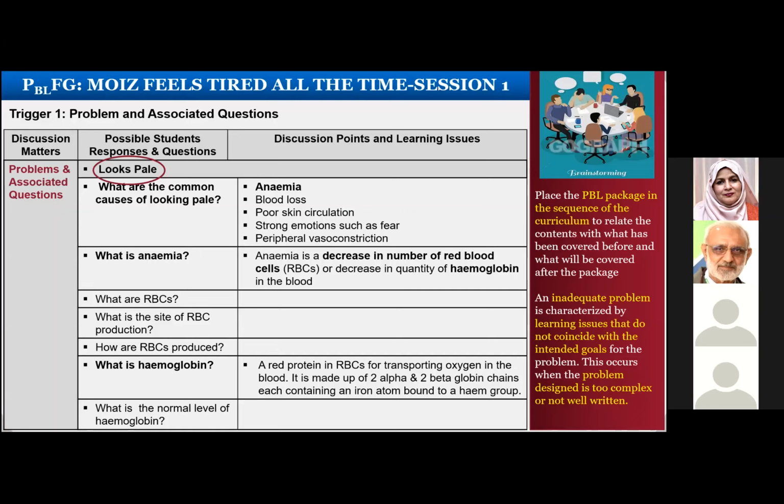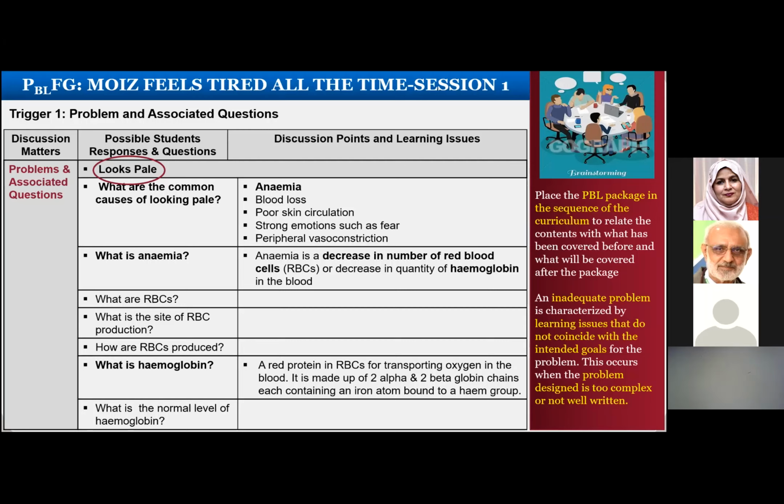So they will brainstorm and they will come up with: it can be because of anemia, or there is a blood loss, or there is poor skin circulation, or strong emotions such as fear, or there is a peripheral vasoconstriction. These are a few things they will talk about. And they will discuss all of these to include or exclude, inductive, or you have to remove it from the deductive. So what is anemia?